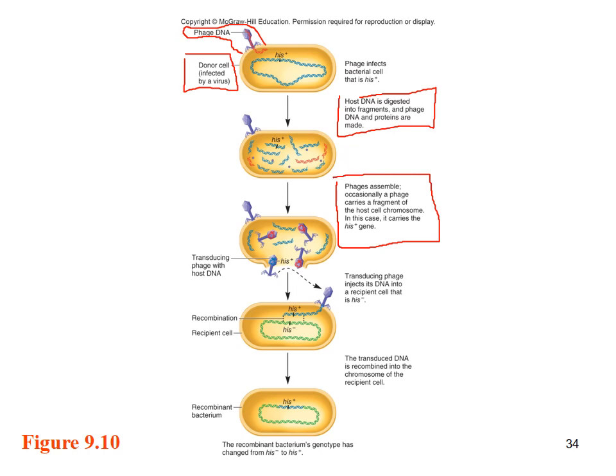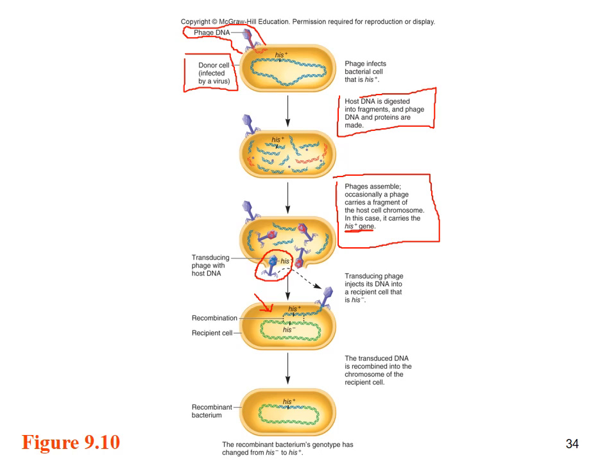Occasionally, a phage will carry a fragment of the host cell chromosome, and in this case, with our example, we are looking at the histidine gene, which means the ability to secrete that particular amino acid. Now, why do we care about that? Because in transduction, we can use our virus to transfer a new allele into a host bacteria that originally didn't have that particular genetic expression.